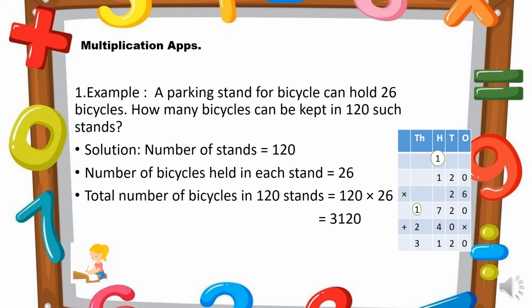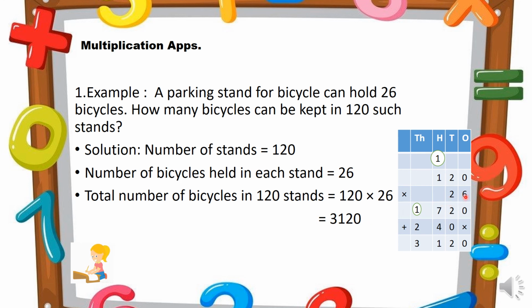Let us solve this example. A parking stand for bicycles can hold 26 bicycles. Once again I will repeat it. A parking stand for bicycles can hold 26 bicycles. How many bicycles can be kept in 120 such stands? What is the given data here? The number of stands is 120 and the number of bicycles held in each stand is 26. So we have to multiply these two numbers, that is 120 multiplied by 26, and you will get 3120.